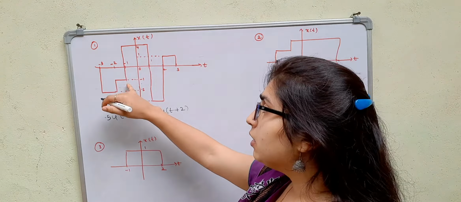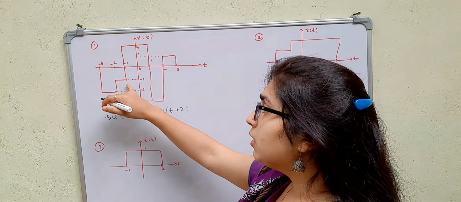See this starts from minus 3, so less than minus 3 it does not have any value. So let us start from minus 3. Minus 3 means the unit step function will be shifted towards left by 3 units, right? So you will write it in terms of u of t plus t naught. So it will be u of t plus 3. What is the height of this? It will be minus 5. So you can write it as minus 5 u of t plus 3.